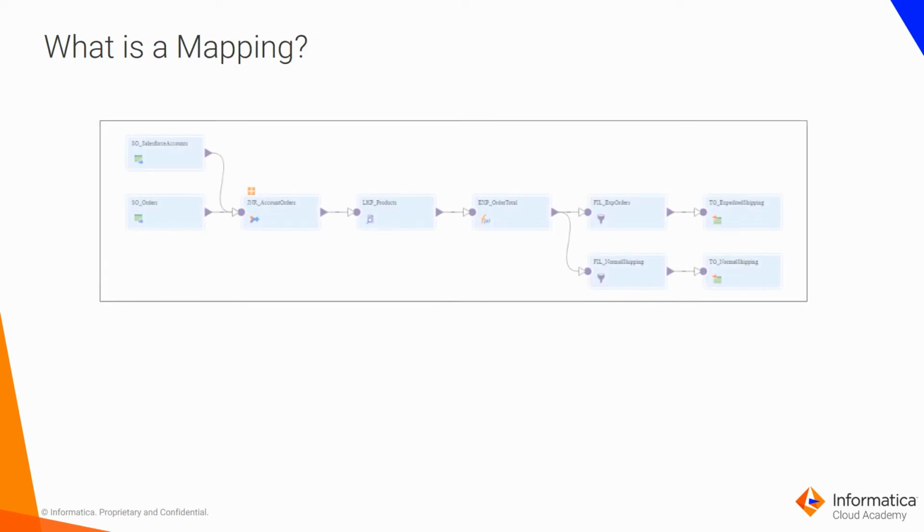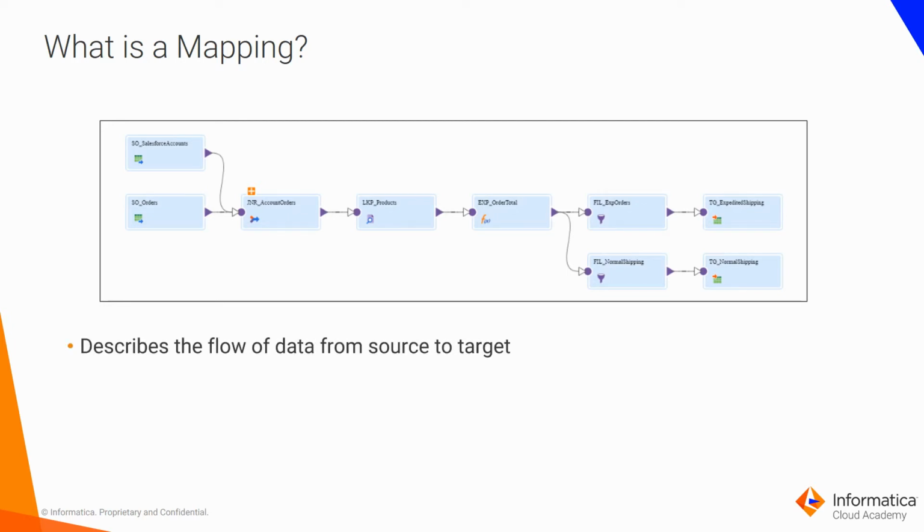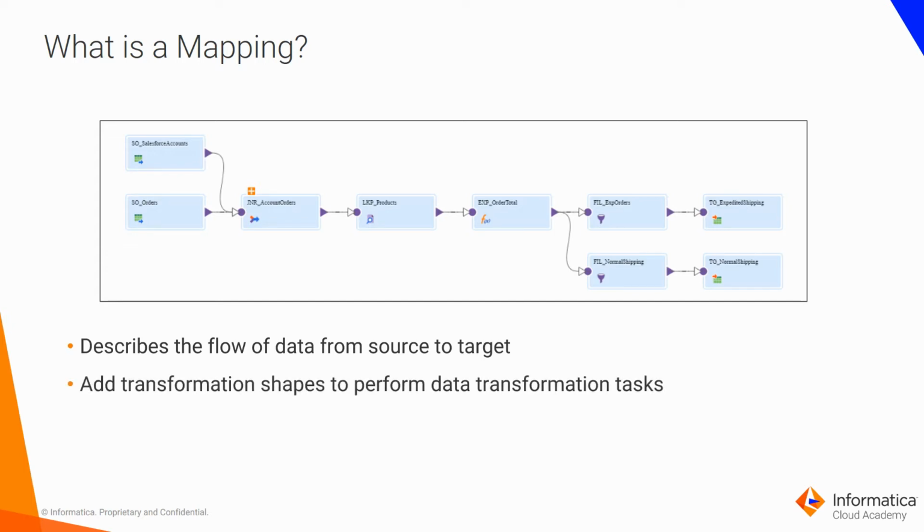A mapping is an object created in the Mapping Designer. It basically describes the flow of data from a source or sources to target or targets. To create a mapping, you add transformation shapes to the mapping flow. These transformations perform various data transformation tasks.